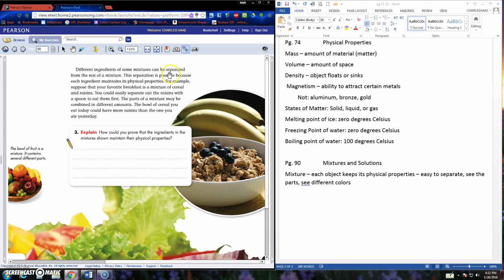Different ingredients of some mixtures can be separated from the rest of the mixture. This separation is possible because each ingredient maintains its physical properties. Just like this bowl of fruit and granola, if you don't want the blueberries, you can pick them out and eat the granola, or vice versa.